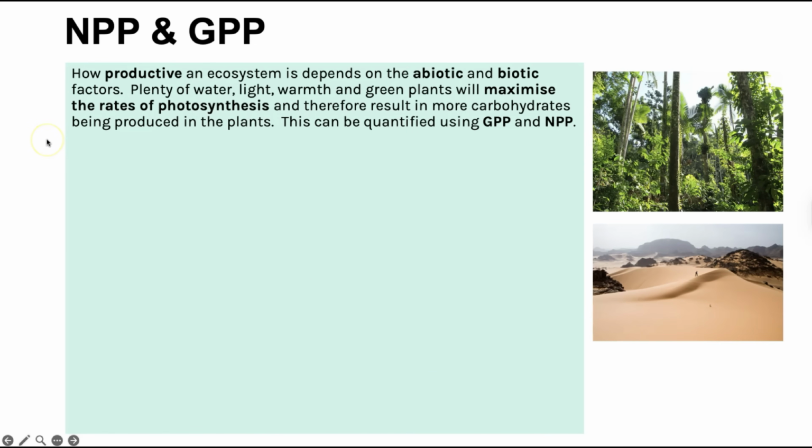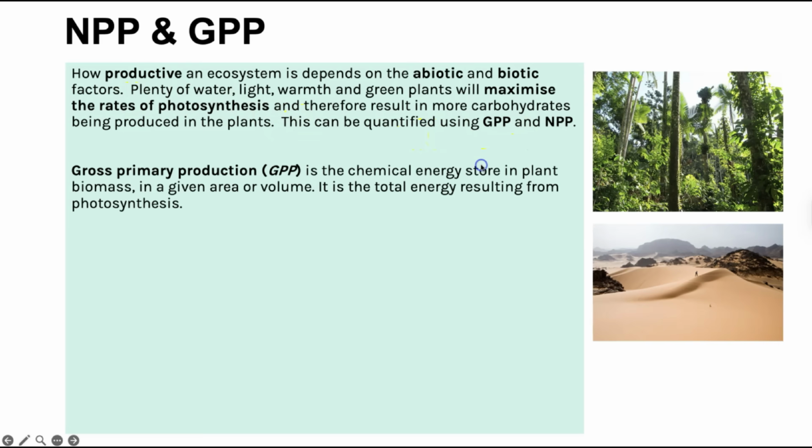Next is NPP and GPP. How productive an ecosystem is depends on the abiotic and biotic factors. So if there's plenty of favourable abiotic factors, water, a high light intensity, optimum temperature, then green plants will be able to photosynthesize at their maximum rate and therefore produce more organic substances such as the carbohydrates, and therefore it's more productive. And this can be quantified using GPP and NPP.